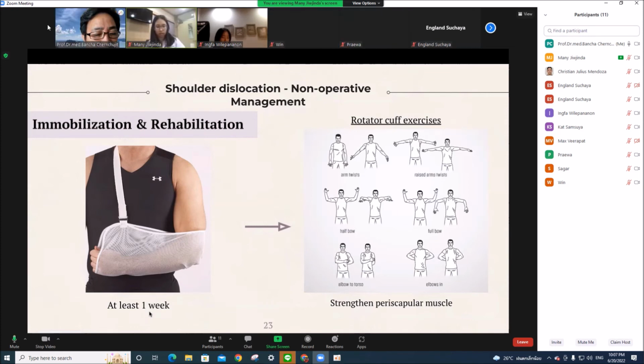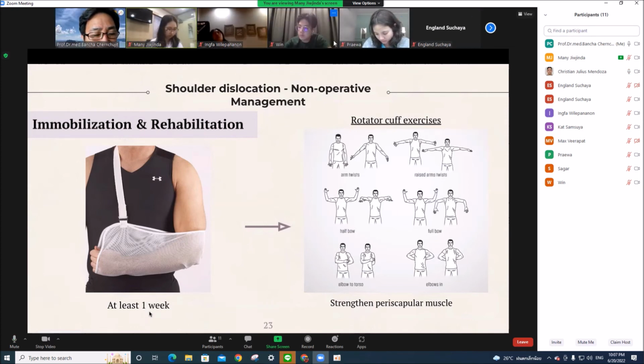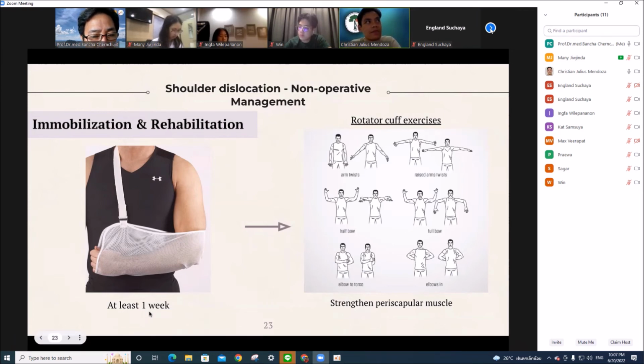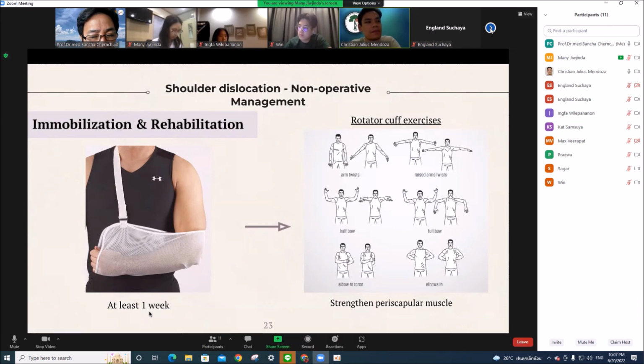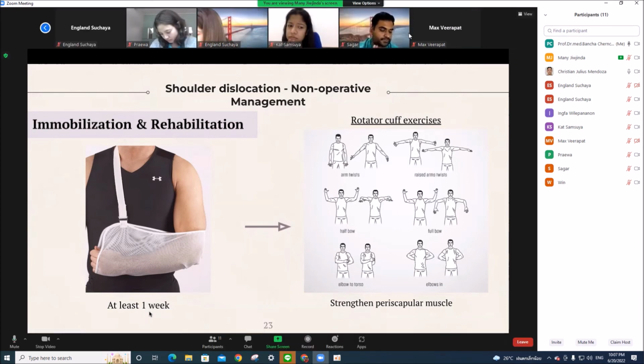So, what is that? We can consider a cartilage injury, sir. And what else? A glenohumeral ligament injury, sir. No. It's not the labrum, sir. No, the rotator cuff.